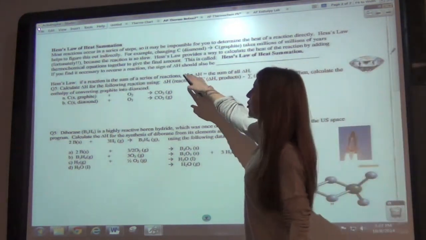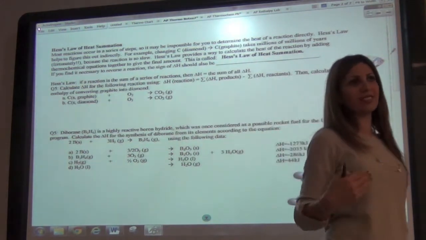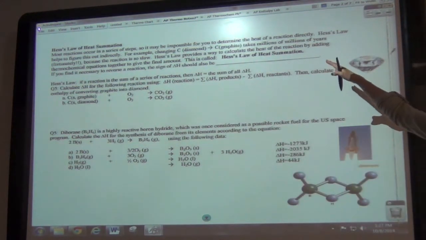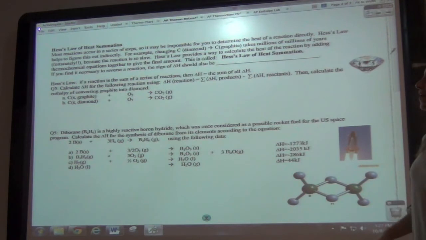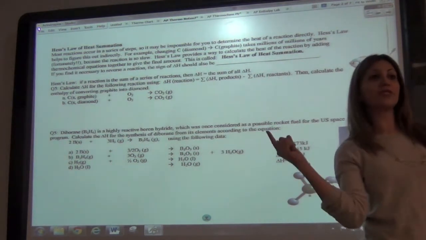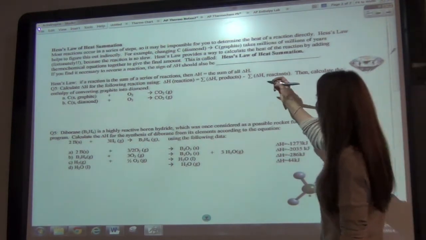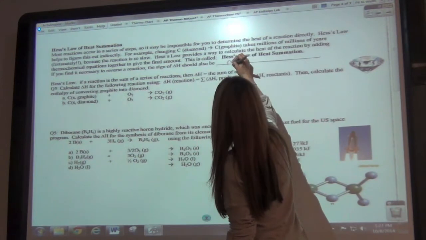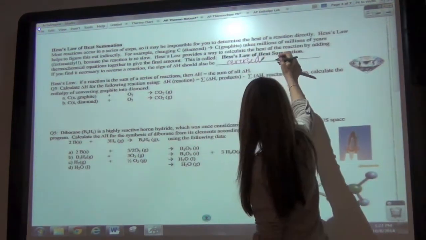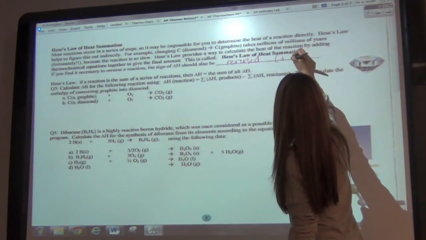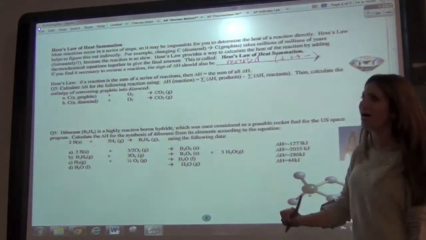So what we're going to do is we're going to add these thermochemical equations together. And this is also called Hess's law of heat summation. It says if you find it necessary to reverse a reaction, what do you think happens to your delta H if you have to reverse a reaction? You probably also have to reverse the sign. Awesome. Then delta H should also be reversed. In other words, positive becomes negative and negative becomes positive.